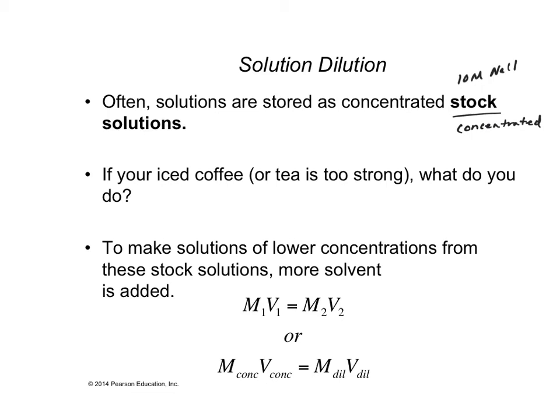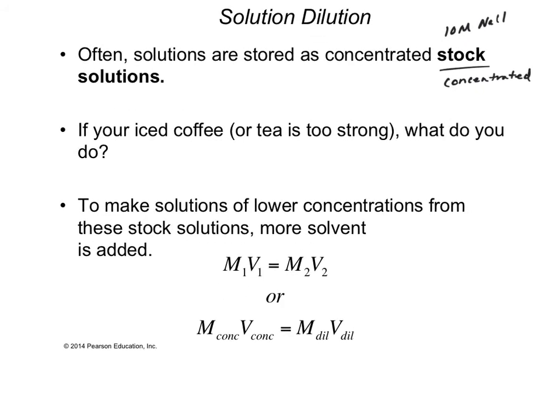For example, if your iced coffee or your iced tea is too strong or too concentrated, what do you do to make it easier to digest? Either you add milk or you add water, but essentially you're going to add something to it to dilute it. And with respect to our aqueous solutions, what we're going to be adding to dilute it is water. So how do we dilute these concentrated solutions? We increase their volume, we add water to them, okay?